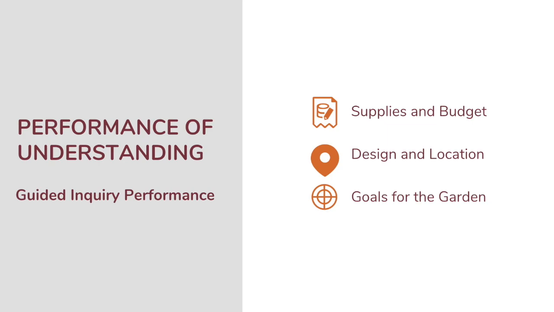Students will create a visual representation of their planned garden, including plans for supplies and budget, design and location, goals for the garden, and why these are their goals. In this activity, students will form small groups to make and justify their decisions about location, purposes, design, and contents of the garden that will serve individual and community needs.